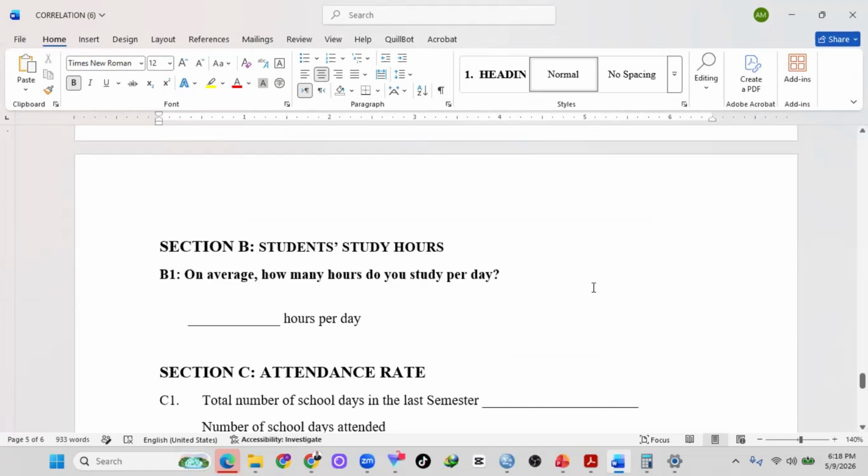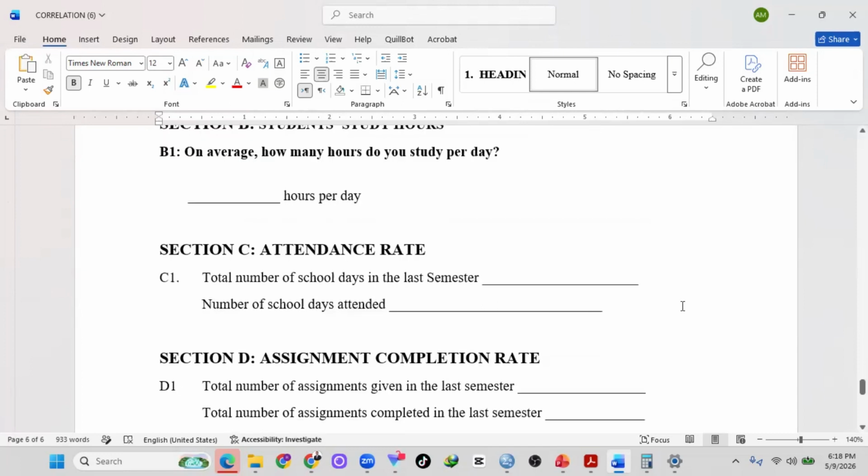We can also measure attendance rate by asking the total number of school days that the student attended in the last semester. This one also has two questions. We have the total number of school days in the last semester and the number of days that the student attended. So for instance, if the semester had 100 days, we can measure how many of the 100 our student attended. If the student attended 80 out of 100, then they have an 80% attendance rate. So we can know if there is any sort of relationship between attendance rate and their academic performance.